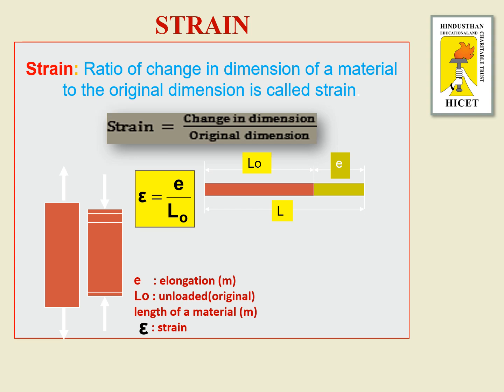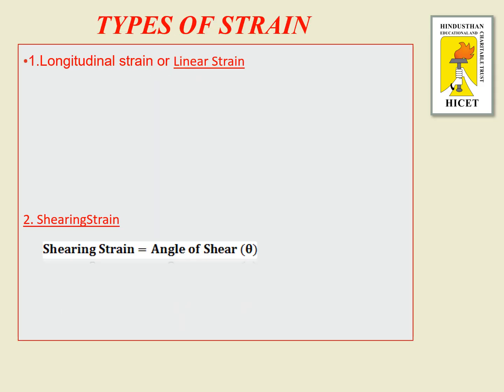Strain. The ratio of change in dimension of a material to the original dimension is called strain. Strain is equal to the ratio between change in dimension and the original dimension. That is, epsilon is equal to e divided by L naught, where e is the elongation in meters, L naught is the unloaded length, that is the original length of a material, and L is the elongated length of a material. Now let us see the types of strain.